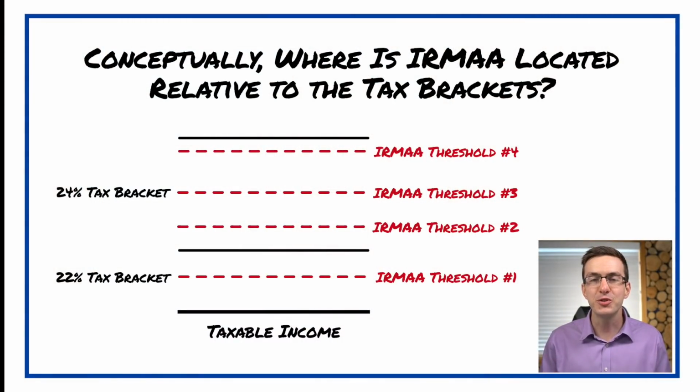We would think that these IRMAA zones would at least match up with the tax brackets, at least somewhat, but unfortunately that's not the case. Now, as you can see on the screen, the first IRMAA threshold falls right underneath the top of the 22% bracket, so right underneath the start of the 24% bracket. From there, we see 3 additional IRMAA thresholds fall within that 24% bracket.